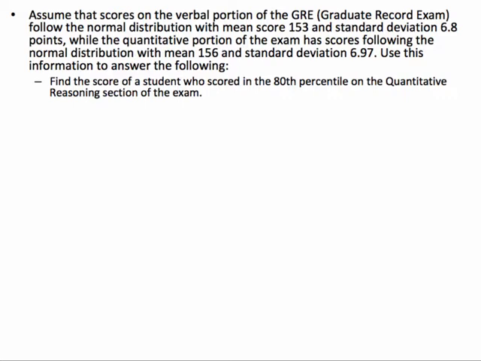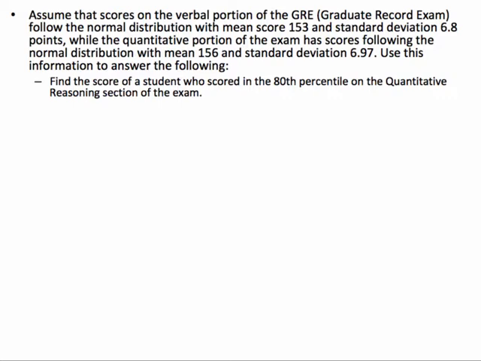Assume that scores on the verbal portion of the GRE, Graduate Record Exam, follow the normal distribution with a mean of 153 and a standard deviation of 6.8, while the quantitative points on the exam have scores that follow the normal distribution with a mean of 156 and a standard deviation of 6.97. Use this information to answer the following. Find the score of a student who scored in the 80th percentile on the quantitative reasoning section of this exam.